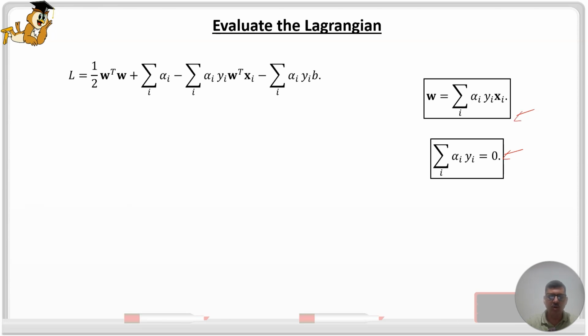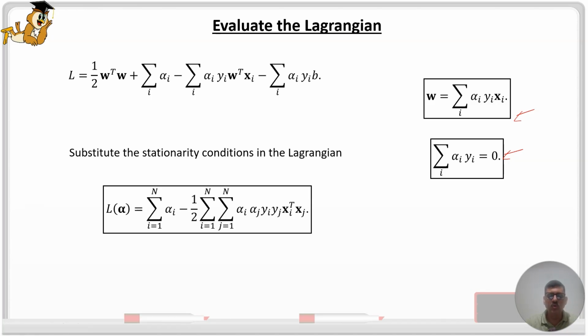So what does this mean? What does this do to the Lagrangian? When you substitute these conditions into the Lagrangian, you simplify the Lagrangian to just this. This is a terrific simplification, as you can see. And why does this come about? Let me explain. The first term directly comes from here. Because summation alpha y equal to 0 and b is a constant with respect to y's and alphas, b can be pulled out, and therefore this term goes away.